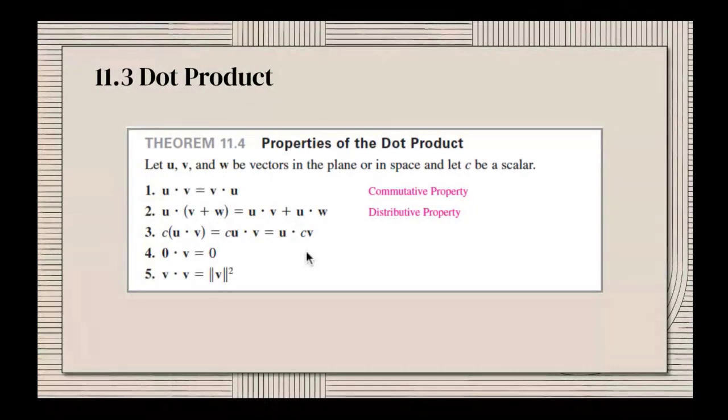Next, we have the zero property. If you try to take the dot product of a zero vector with another vector, you will end up with 0. And lastly, when you take the dot product of the same vector with itself, then you will get the magnitude of that vector squared.